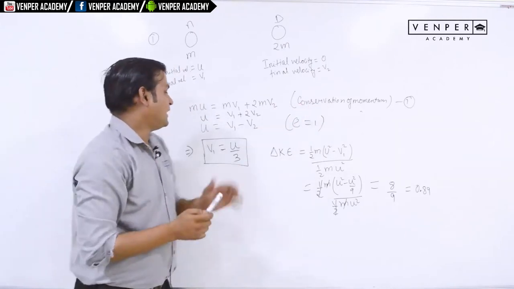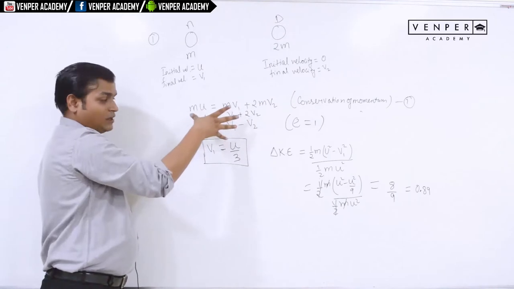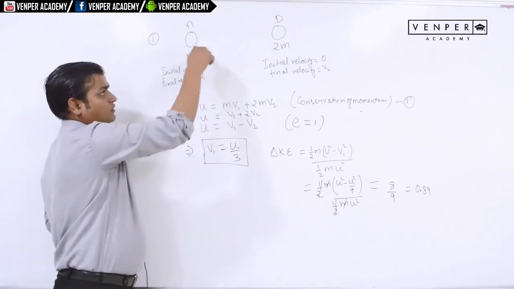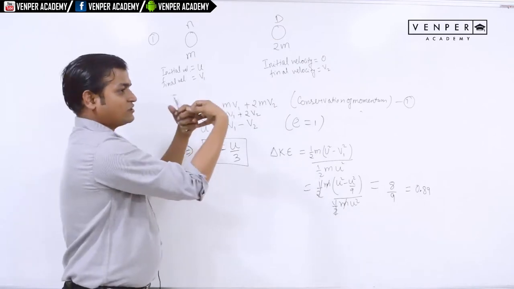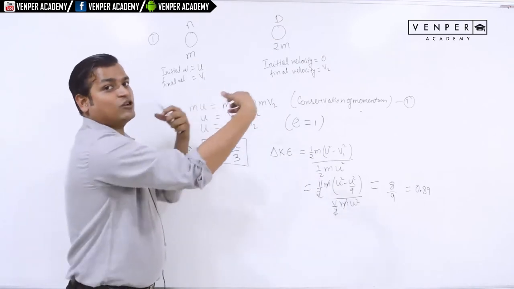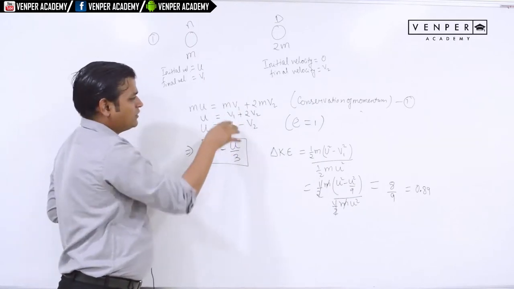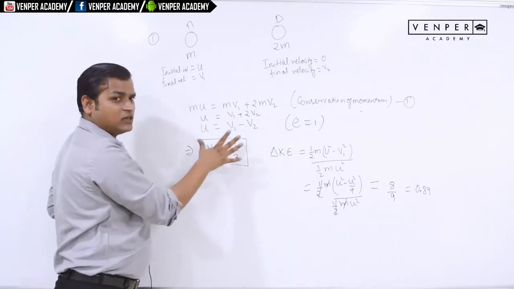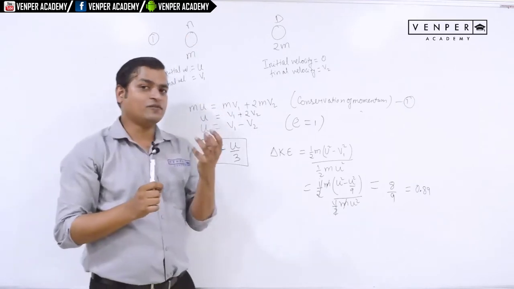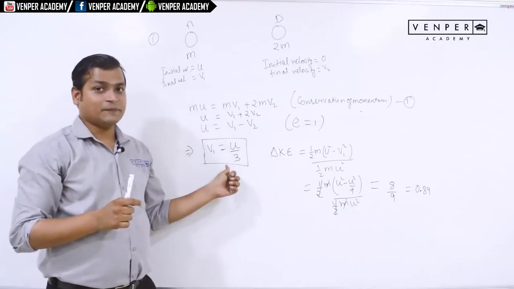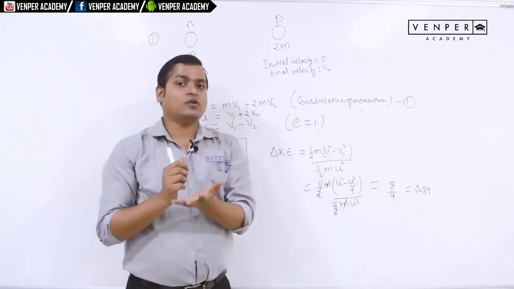So from that, since the deuterium is initially at rest, the velocity of approach is equal to u. Velocity of separation means the relative velocity with which they are moving after collision, so that is equal to v1 minus v2. When you solve this, you will get v1 equal to u by 3, with initial velocity u. So after collision, the velocity of the neutron is u by 3.